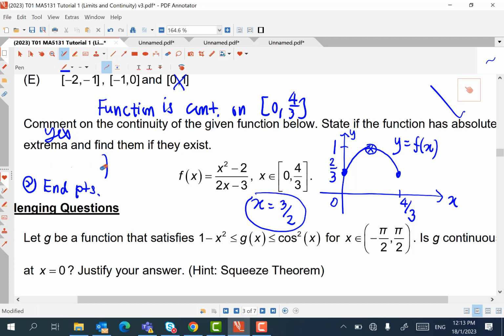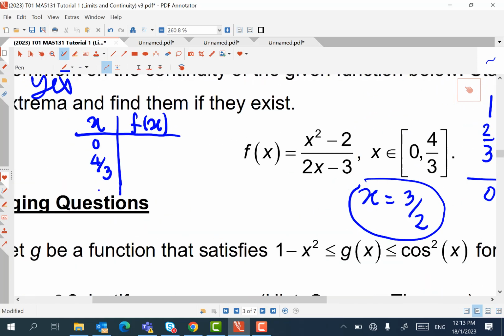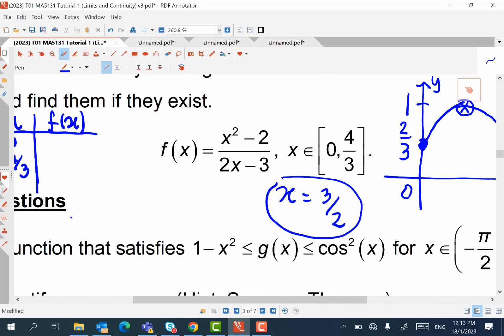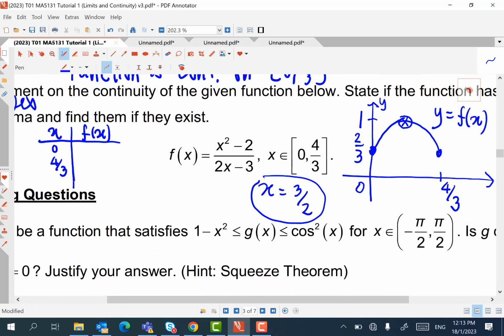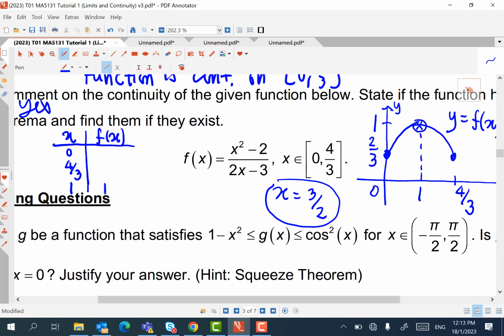the AP Calculus Examination Board requires you to write down the endpoints. The endpoints are at 0 and 4/3, and also at the critical point. What's the critical point value? Aditi, what's the number? 1. Yes, 1. Okay. So this 1 and this 1.